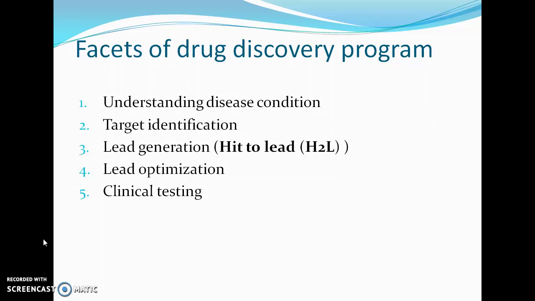So now let us see the possible lead sources, or the sources of lead molecules. We have natural products, or sometimes chemical libraries, which we discussed in the initial introduction. From those we may get our compounds. Combinatorial medicinal chemistry may also provide lead molecules.